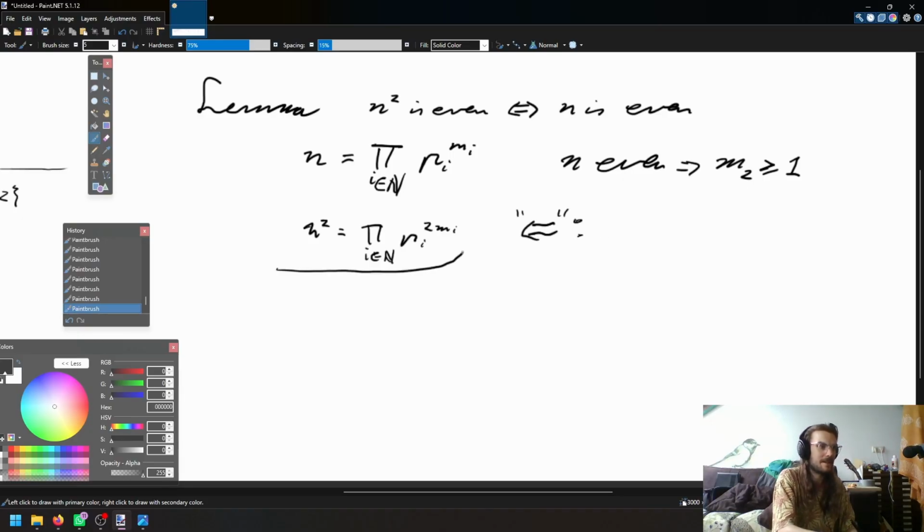So I edited out all my rambling. We're doing right to left. n is even implies n squared is even. So if n is even, we know that its prime factorization looks like this, with m_2 larger or equal to 1.